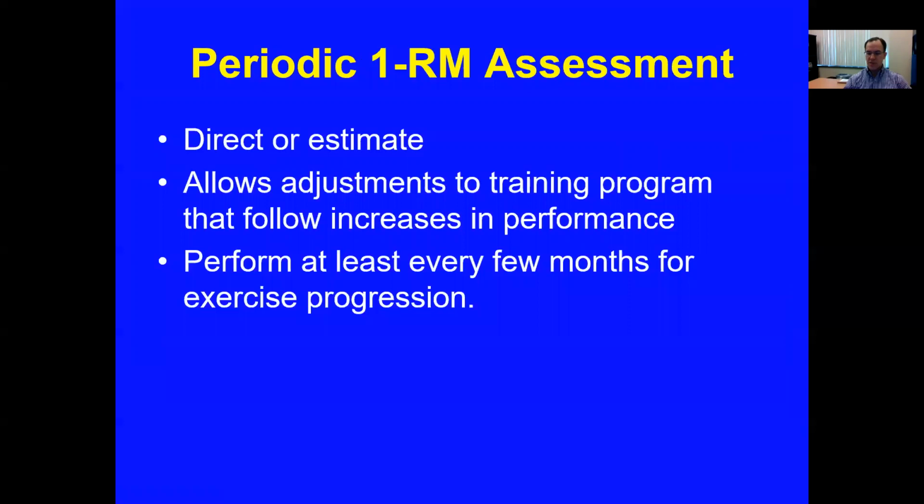Or for example, they might be coming off of an in-season to off-season. That might be a good time to assess as well, or going from an off-season to a pre-season. That might be advisable. Or if you haven't seen the client or the athlete for quite some time, it might be advisable to reassess their 1 RM.